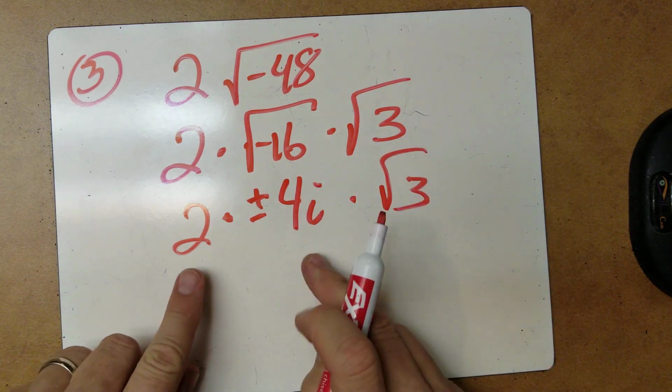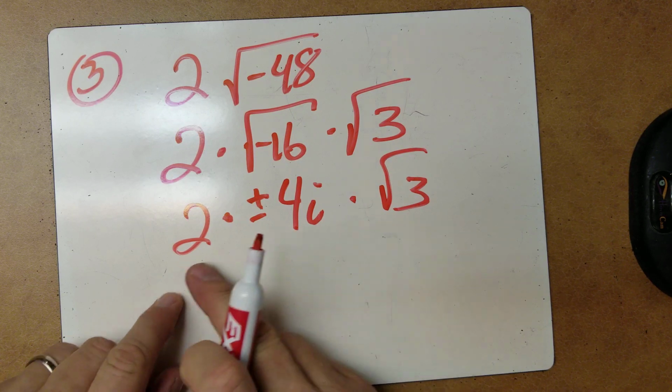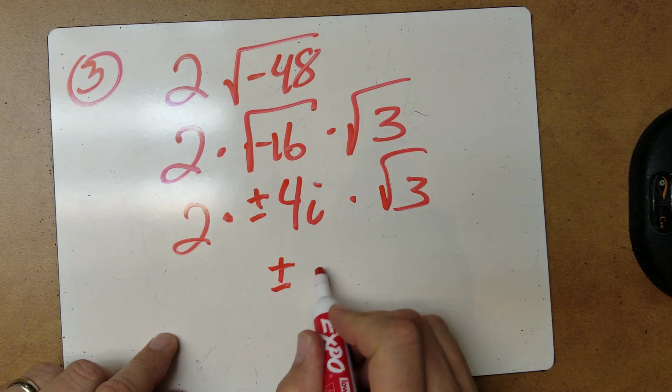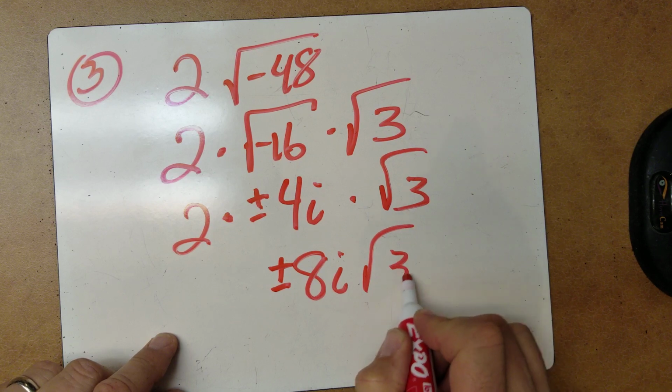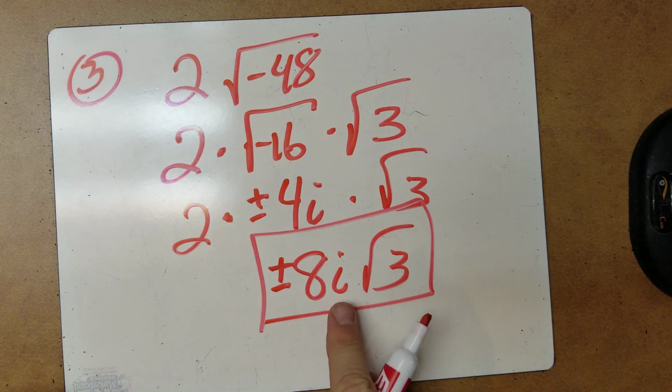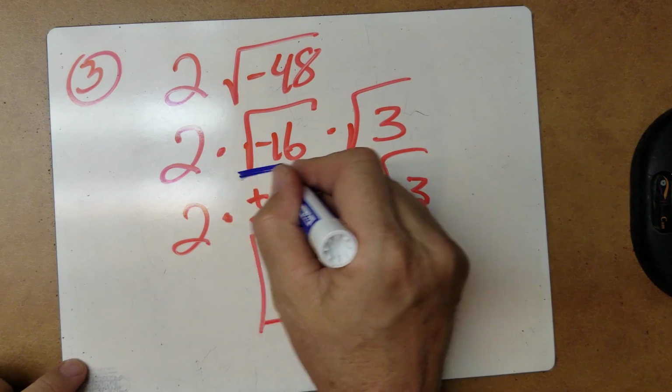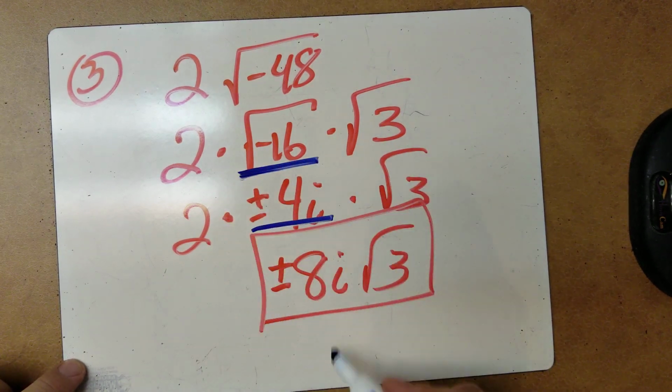And now, can I multiply these? The answer is yes. So this would be plus or minus 8i radical 3. That would be my answer. Notice the i is right there. So just follow this line right here, from here to here, and then eventually it gets combined.